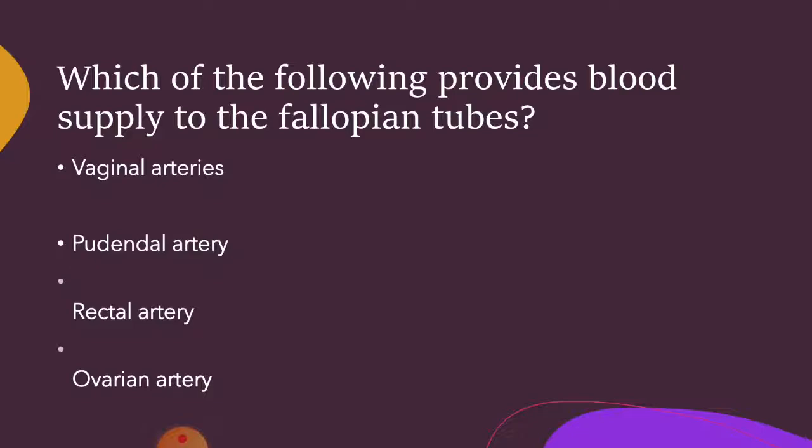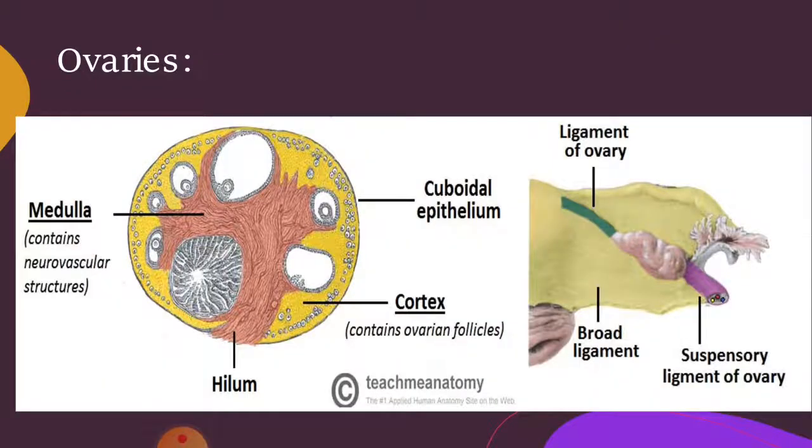And if we talk about the blood supply of the ovaries, then we already know that the main arterial supply to the ovary will be through the ovarian arteries, and the ovarian arteries arise directly from the abdominal aorta, and the venous drainage will be by the ovarian veins.